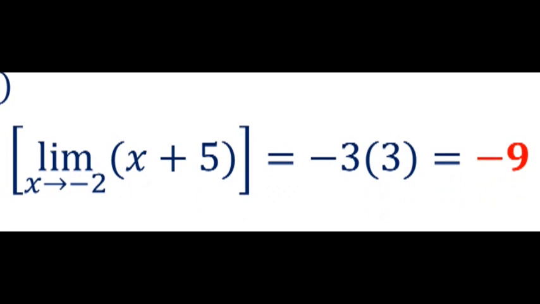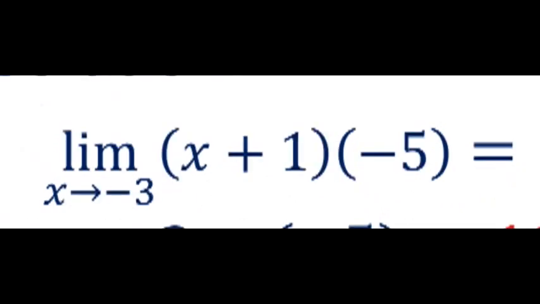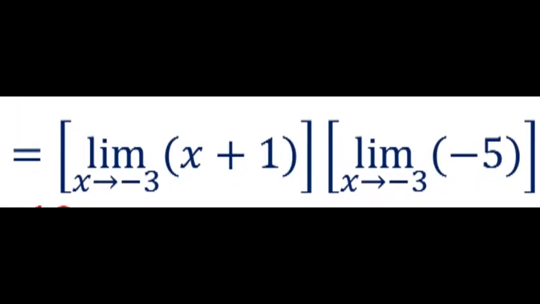Number 3. Limit of x plus 1 times negative 5 as x approaches negative 3. So the same thing as number 1 and number 2, separate each function. So it became limit of x plus 1 as x approaches negative 3, and the other function, limit of negative 5 as x approaches negative 3, then simplify.